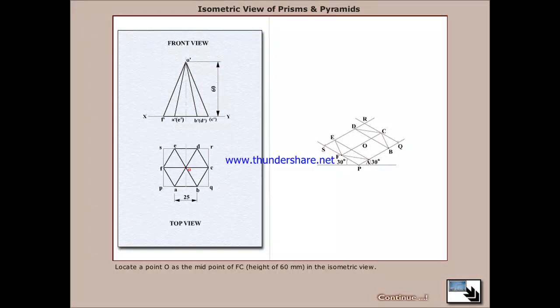Locate a point O dash as the midpoint of FC, at a height of 60 mm in the isometric view. Join O dash A, O dash B, O dash C, O dash D, O dash E and O dash F to get the isometric view of the hexagonal pyramid. Now darken the visible edges of the pyramid.